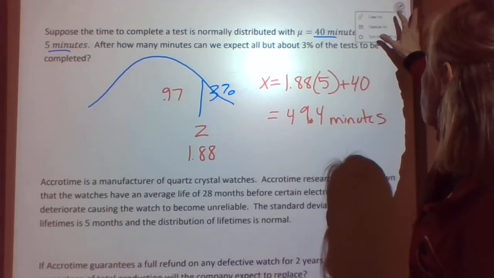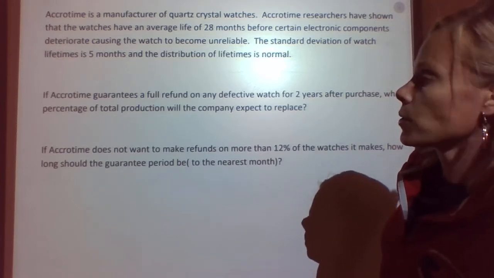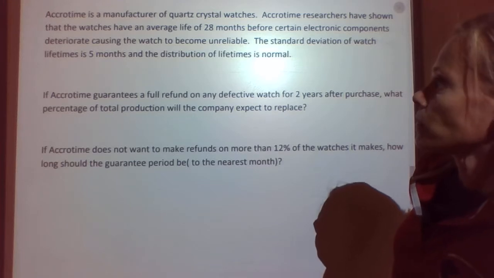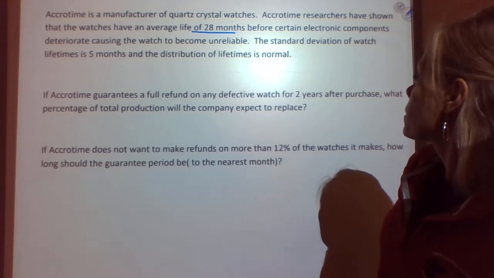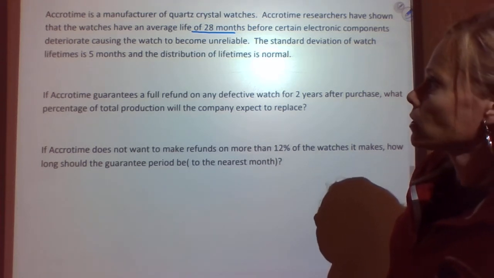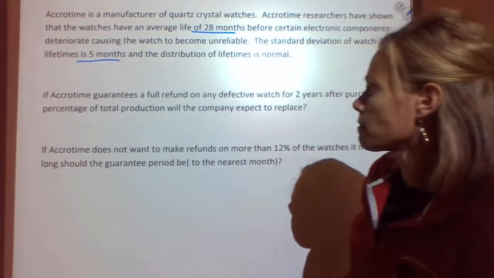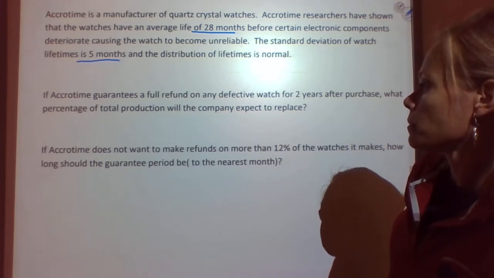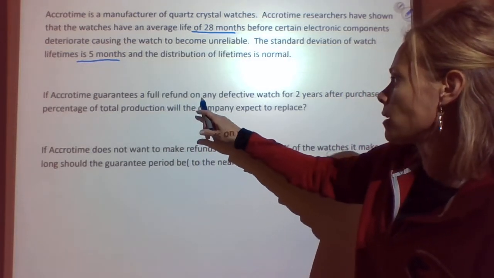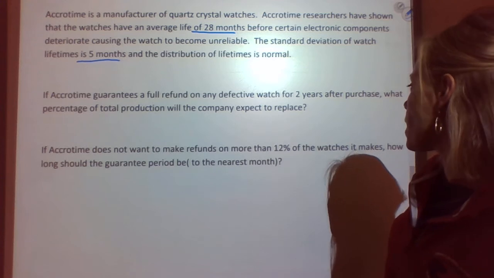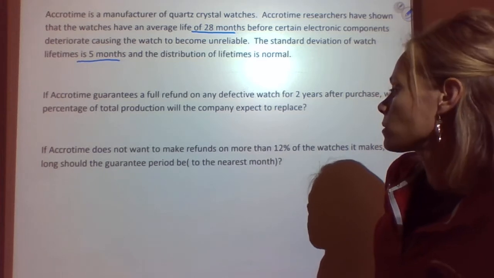Maybe let's do one more here. Acrotime is a manufacturer of quartz crystal watches. Acrotime researchers have shown that watches have an average life of 28 months before certain electronic components deteriorate, causing the watch to become unreliable. The standard deviation of watch lifetime is 5 months, and the distribution of lifetimes is normal. Okay, if Acrotime guarantees a full refund on any defective watch for 2 years after the purchase, what percent of total production will the company expect to replace?